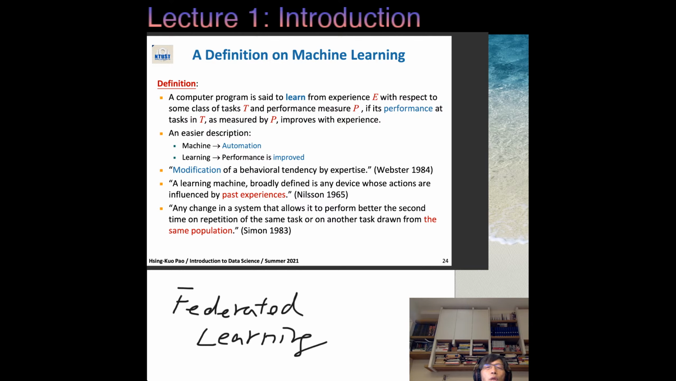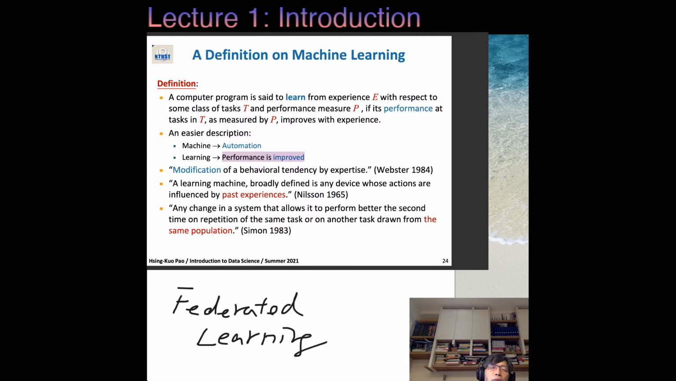Such as, if we want to evaluate your learning in this course, maybe we give a test and then check the grade to see what kind of performance you have. That'll be a performance measure. Then machine learning: machine means automation, and learning means that the performance is improved. So after some data has been observed, the machine can become smarter and smarter than before.